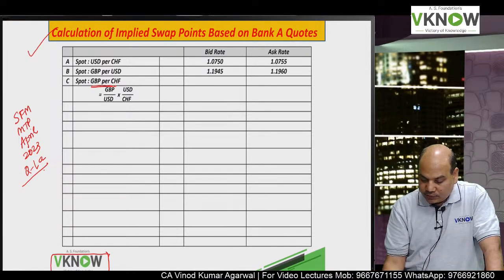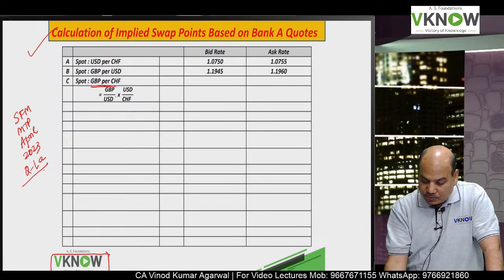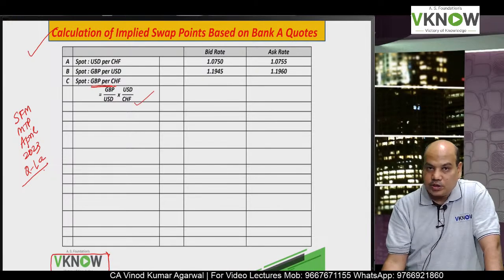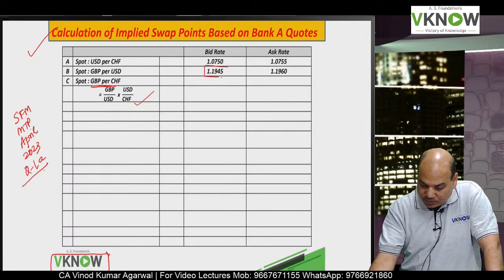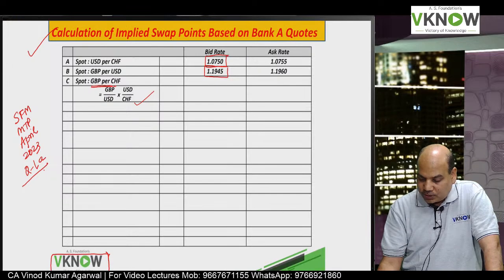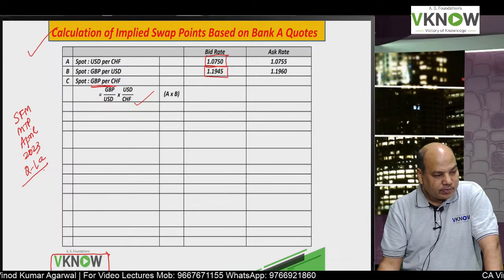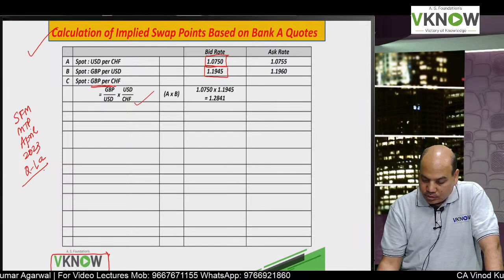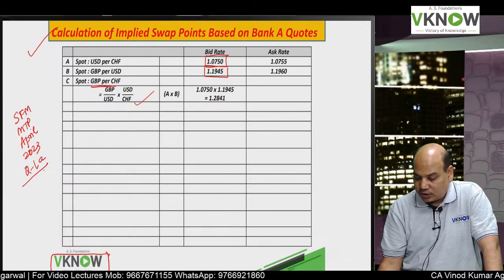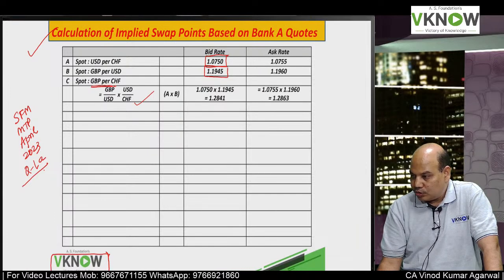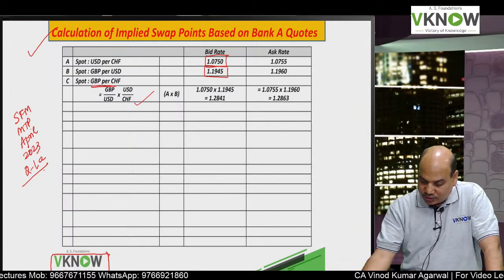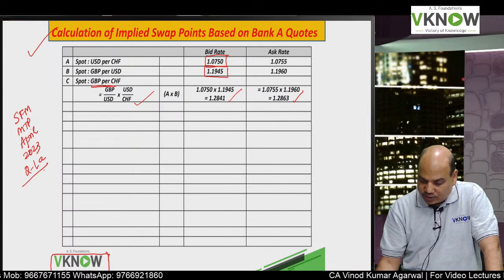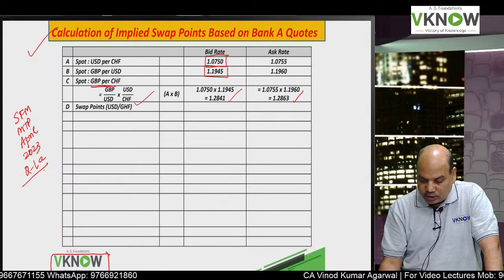Applying the cross rate, GBP per CHF is GBP by USD into USD by CHF. USD cancelled. This is GBP per USD and this is USD per CHF. So just multiply the two figures, A into B. You will get 1.2841. Check the answer, 1.2841, and you multiply ask rates also. You will get 1.2863. Ask rate should be greater than bid rate. Overall check.